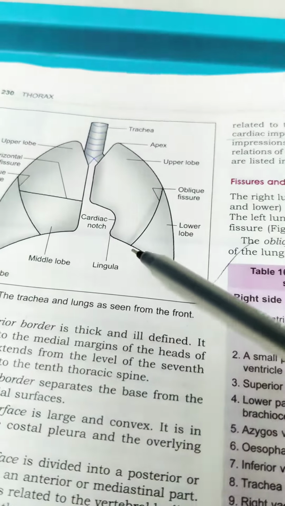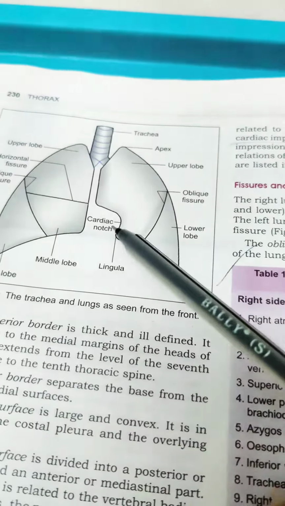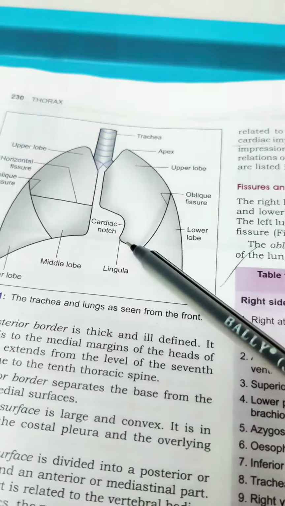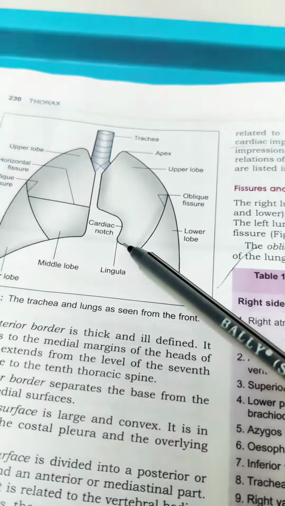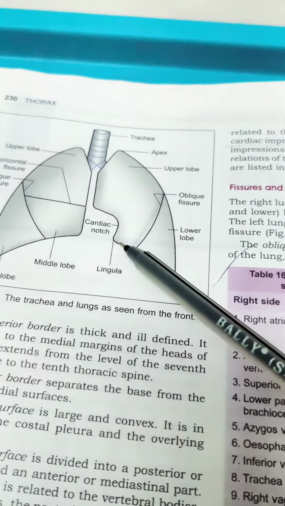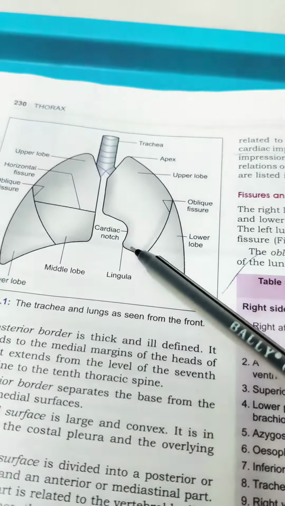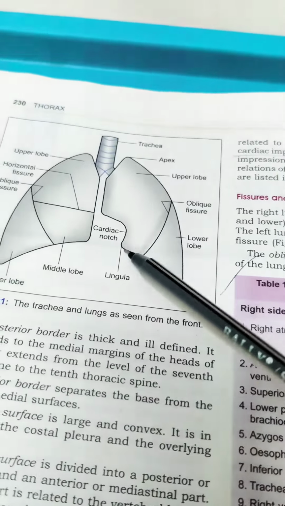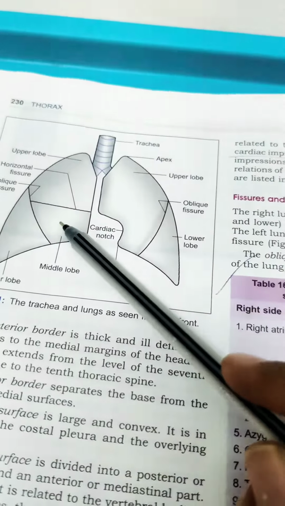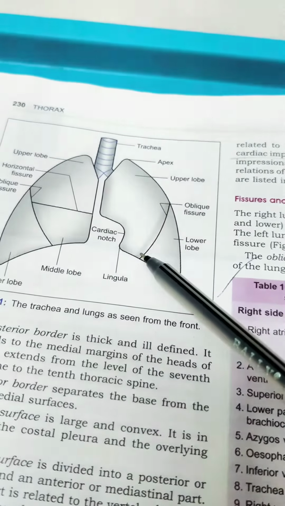And next, there is a tongue-like projection in the left lung. So especially in the left lung you will find a new structure, a tongue-like projection. It is also called the lingula. It is below the cardiac notch and corresponds to the middle lobe of the right lung. You can see this is the middle lobe of the right lung, so it is similar to it.